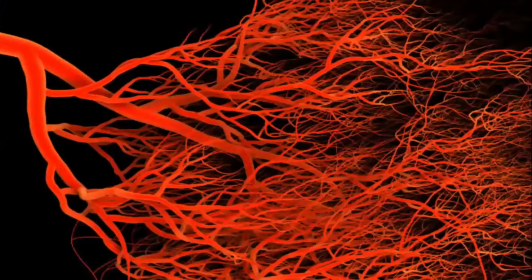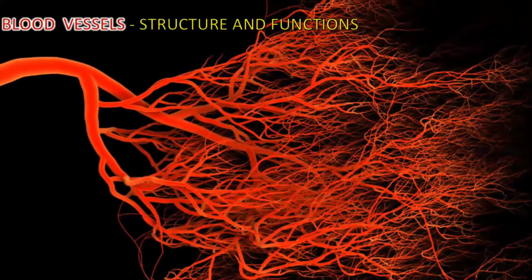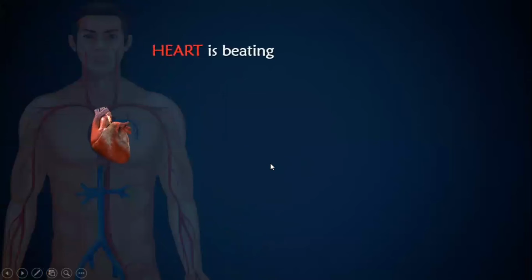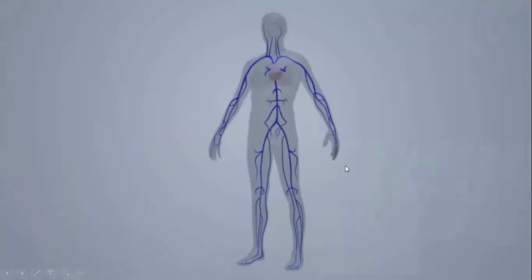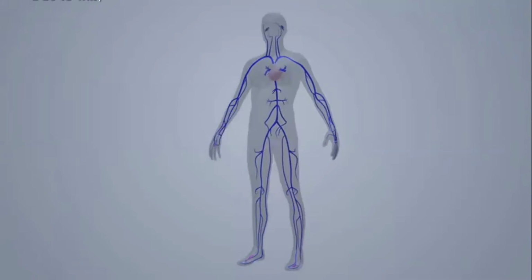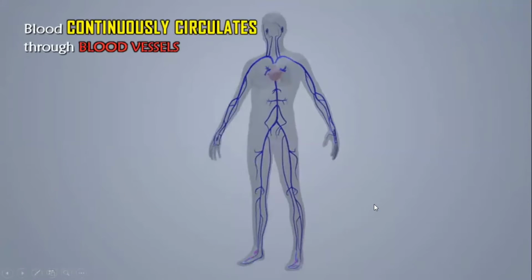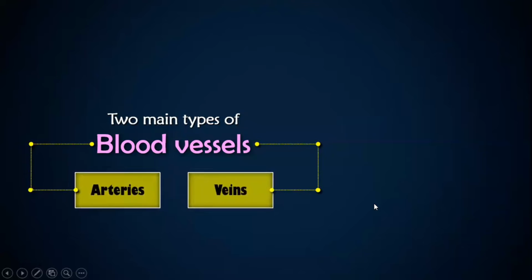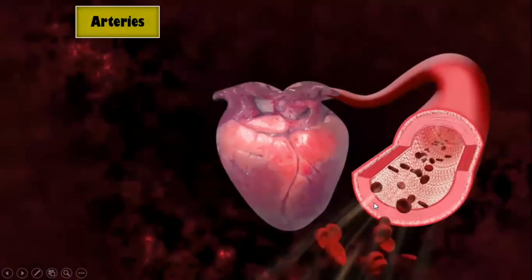Let's continue with the blood vessels. Structure and the functions of the blood vessels which are there in our body. If you see, because of the heart, blood is continuously flowing in all parts of our body. Can you see on the screen? Blood is coming inside, getting oxygenated, and then going to all parts of our body. So due to this, blood continuously circulates through the blood vessels. There are two types of blood vessels which are called arteries and veins.